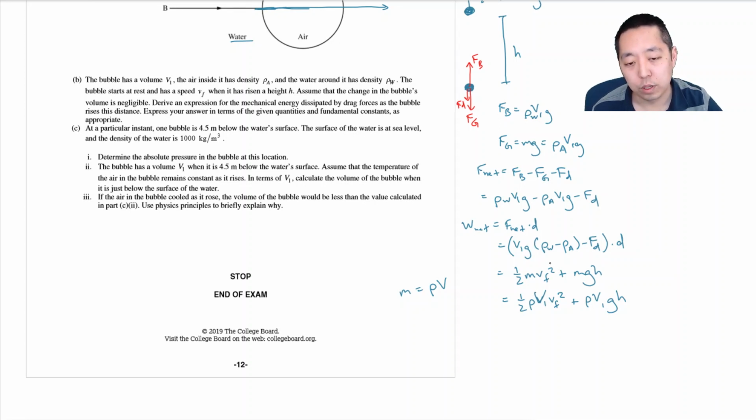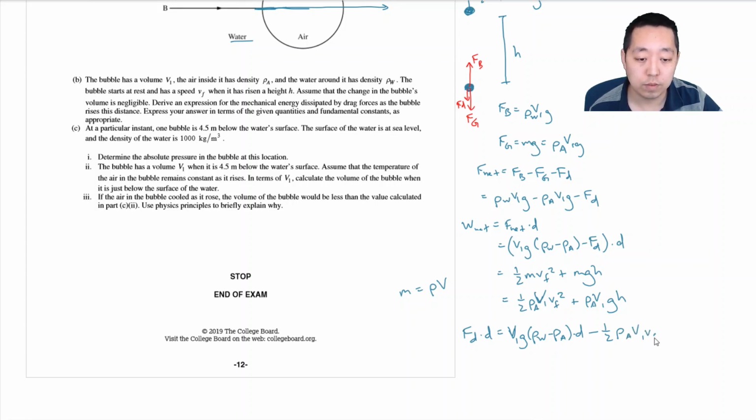Now, what are we solving for? We're solving for the work done by drag. So we're solving for FD times D. That's the work done by drag. So FD times D, if I think of it as moving to the other side, it's this portion, V1 g times rho W minus rho A times D, minus all of this here, 1/2 rho. And what rho is this? This is rho air, right? Because this refers to the mass of the air, V1 vf squared minus rho A V1 g h.